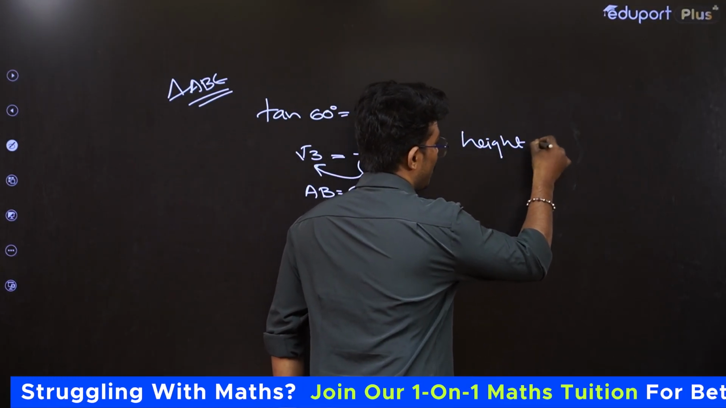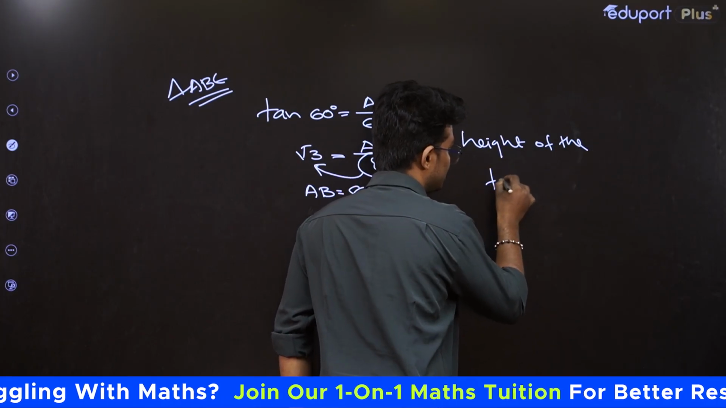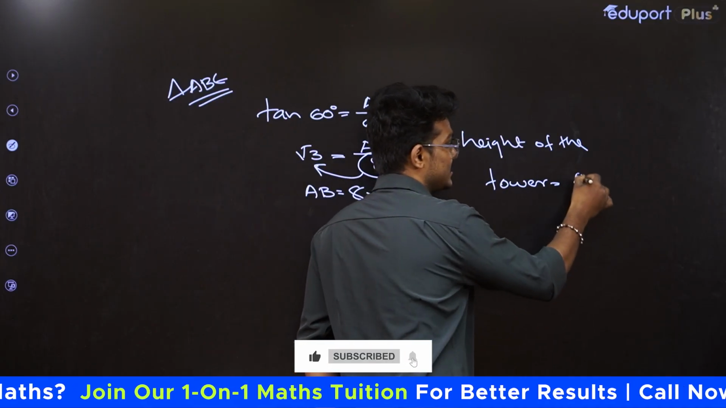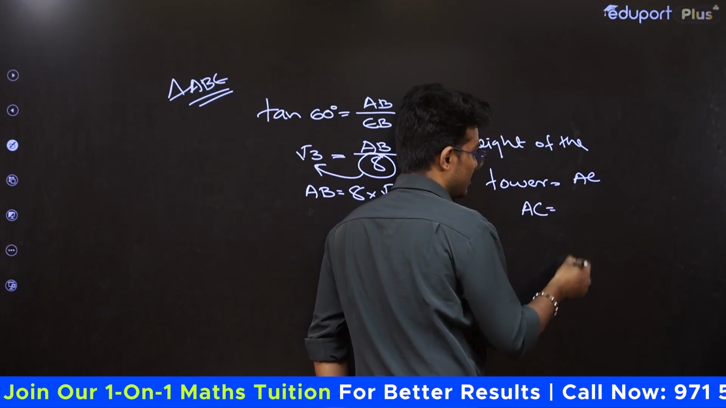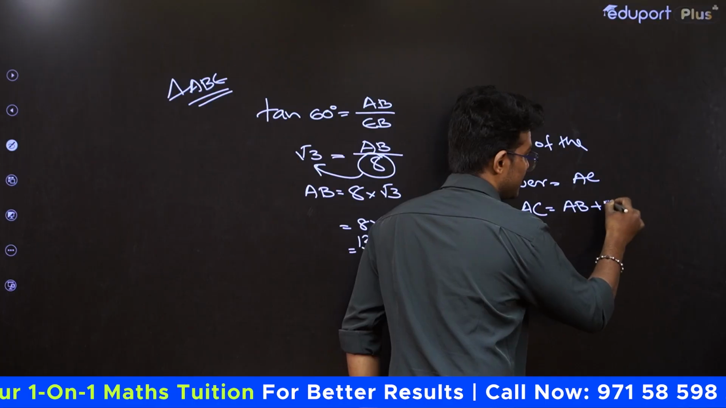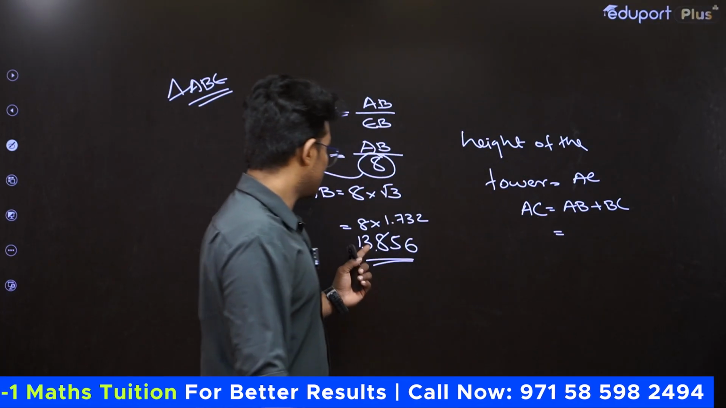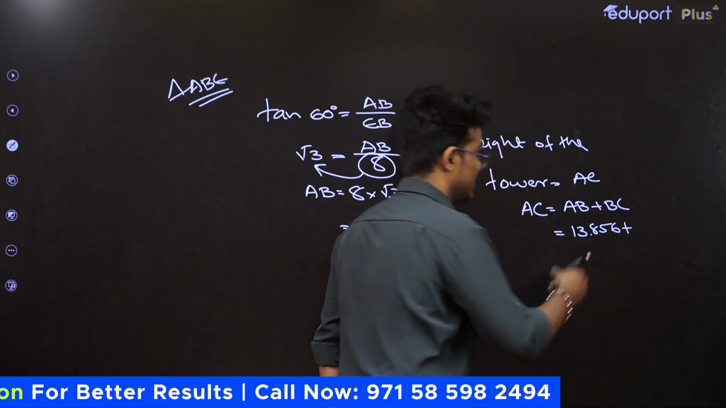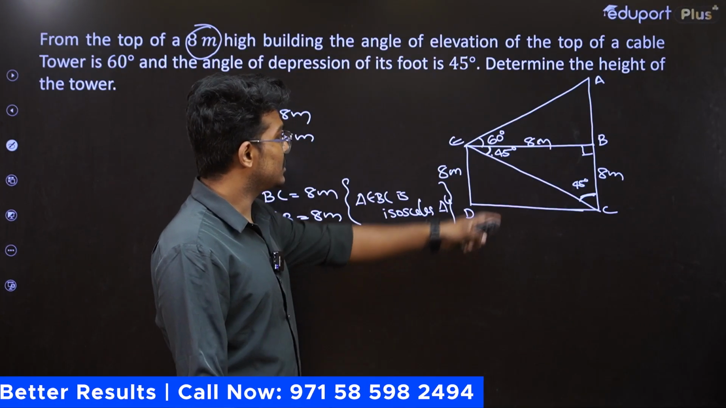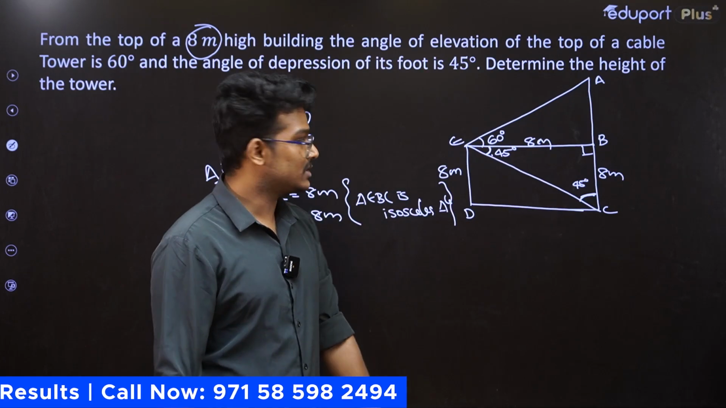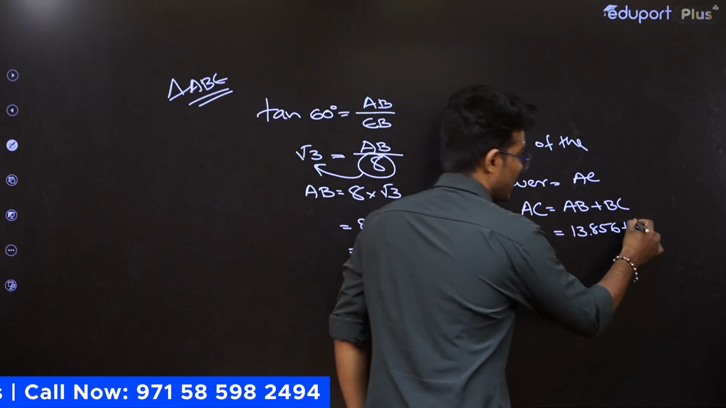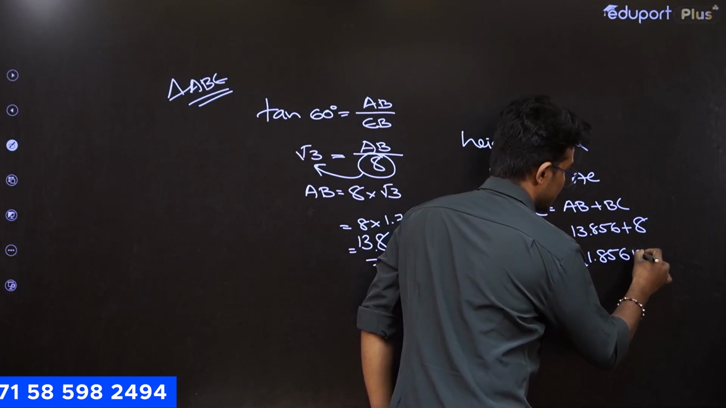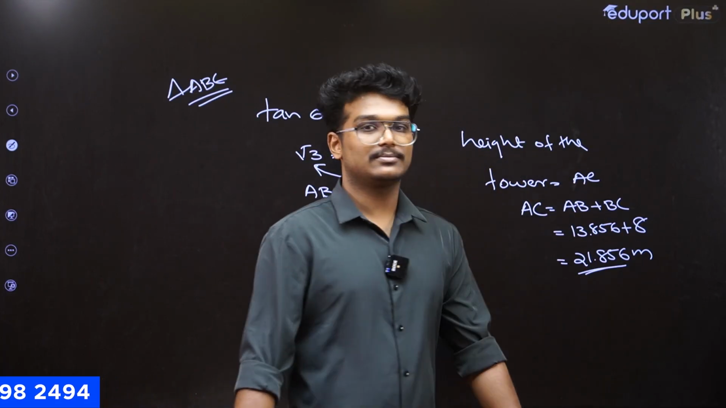Now we can calculate the height of the tower. What is the height of the tower? Height of the tower is equal to AC. AC is equal to AB plus BC. AB is here 13.856 plus BC. What is the value of BC? BC we also found here. What is that? 8 meter. So plus 8, which is equal to 21.856 meter. This is the final answer.